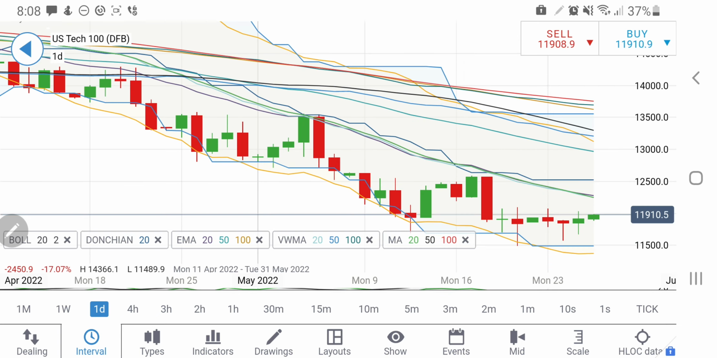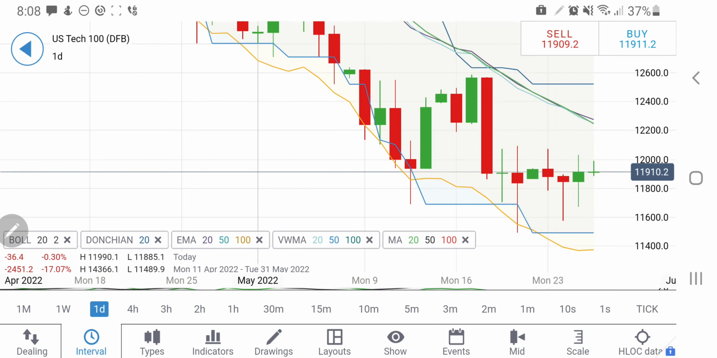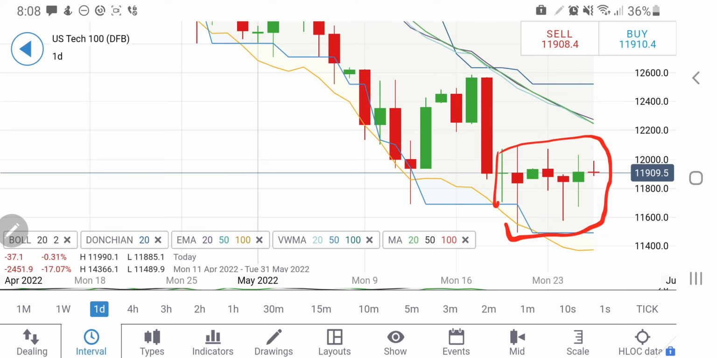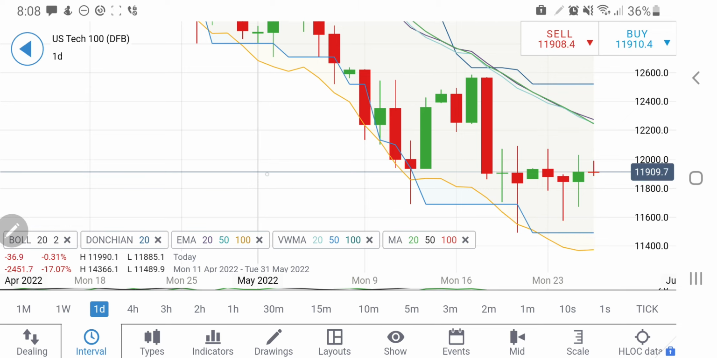On the daily charts, see how beautifully for the whole week it is trying to consolidate. It is looking forward to a breakout here. Now what should be considered a breakout today?